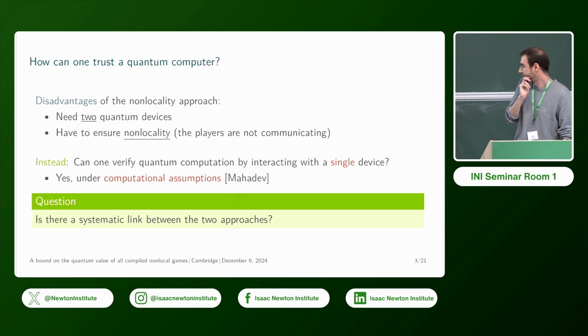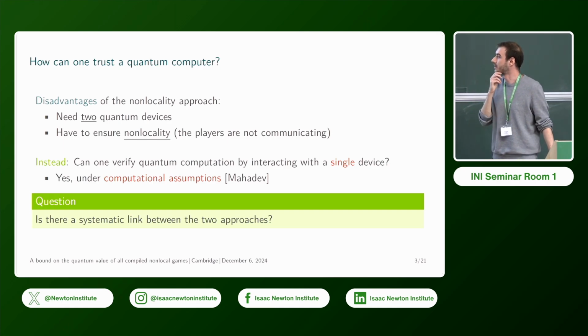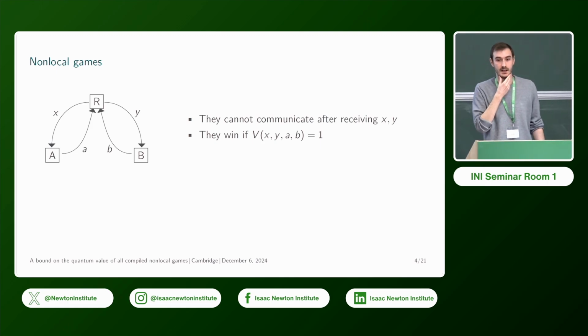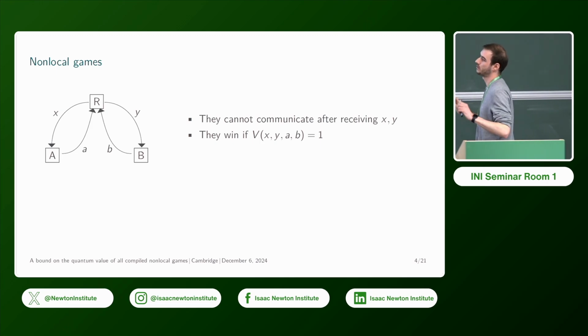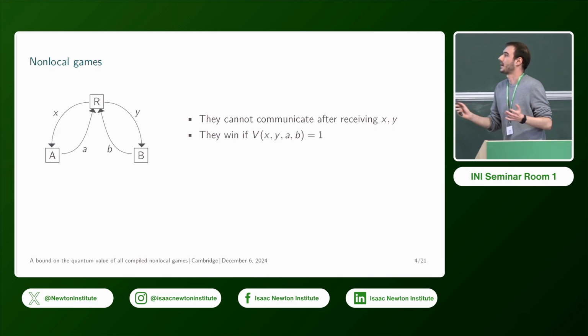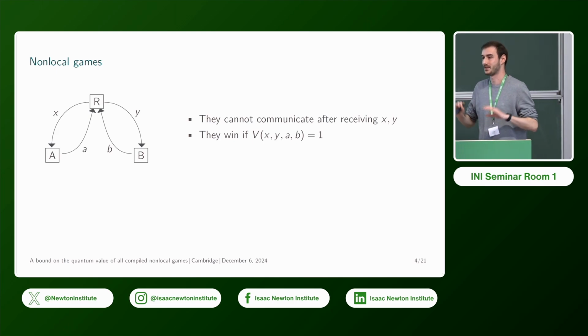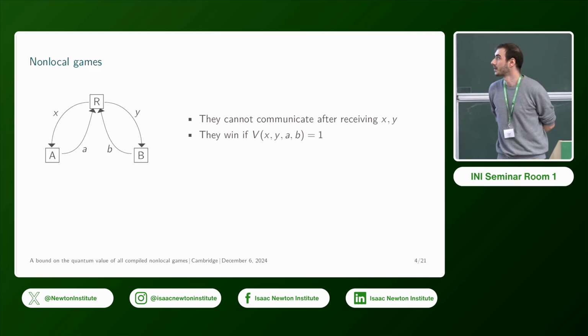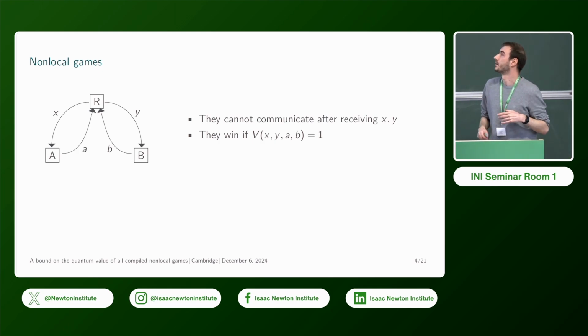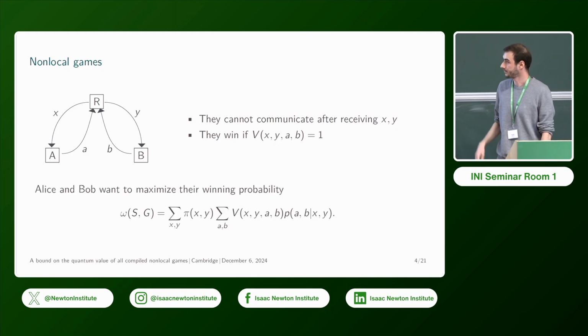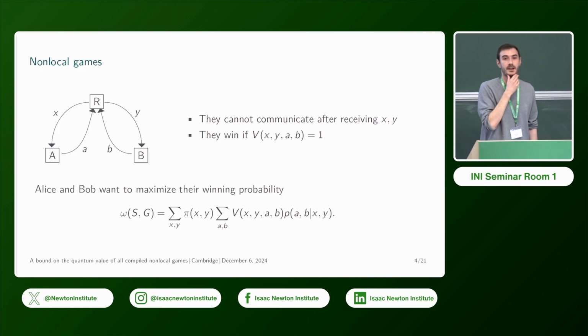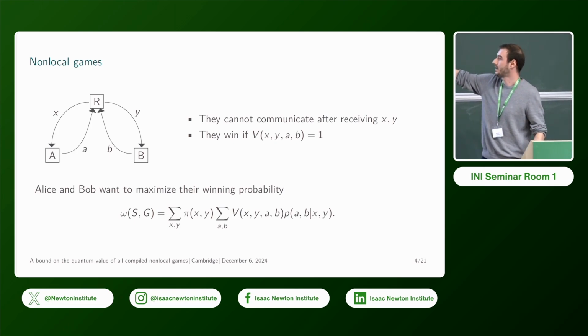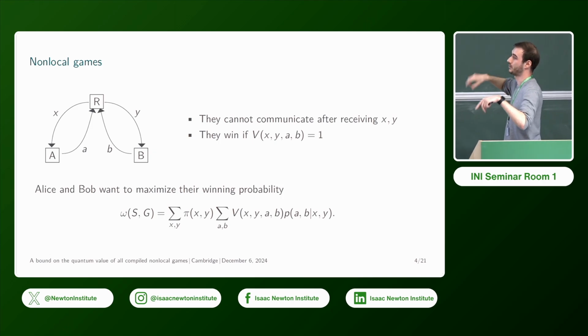And this is what we will see, but let's first look at non-local games again. So here we just have two players and a referee, and as I said, they cannot communicate, which is usually enforced by them being very far away. Then they get some questions from the referee, they answer with something, and the game is specified by some verification function, and the players win if this verification function is satisfied. Usually the goal of the game is to maximize the winning probability, which is exactly given by this formula, where pi is the distribution of the referee sending X and Y to Alice and Bob.